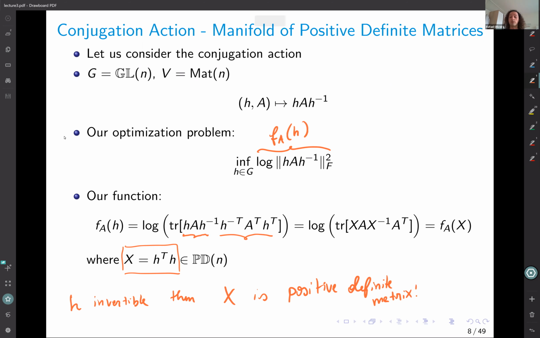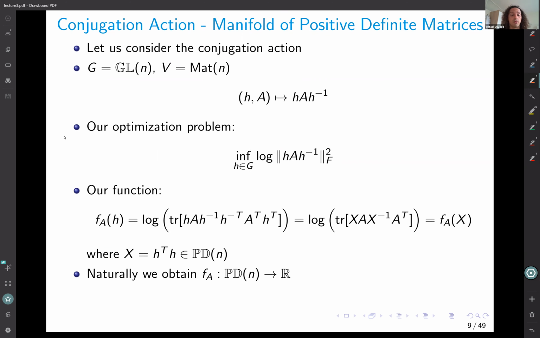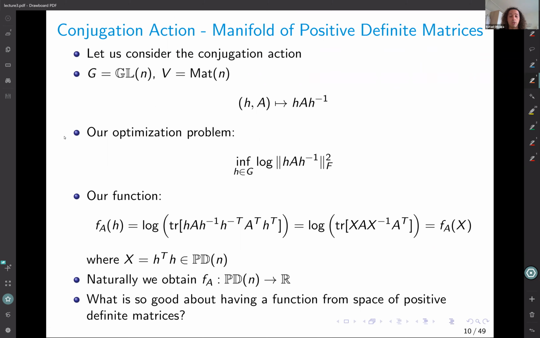Right? So we turn our problem, which was an optimization over GL(n), into a problem over optimization over positive definite matrices, right? So naturally we can just consider this f(A) to be a function from the space of positive definite matrices to the space of real numbers, right? Via this transformation. Now you may ask, what is so good about having a function from the space of positive definite matrices into the reals?